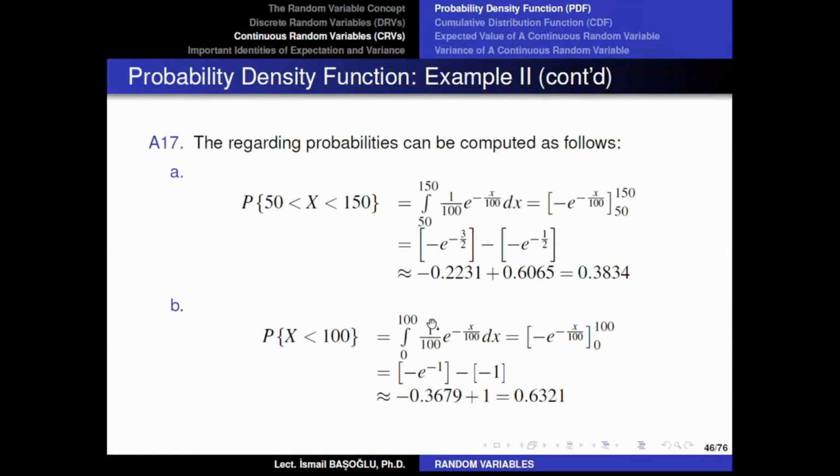Again, the integral of this PDF is the same as above, but this time we are just going to plug in 100 and 0 values. When you plug in 100 value, you get minus e to the power minus 1. And when you plug in 0 value, as you know, e to the power 0 is always 1. Therefore, you need to subtract minus 1 from minus e to the power minus 1. And because of this minus sign, this minus 1 becomes plus, and 1 minus 0.3679 is 0.6321. You are supposed to calculate this exponential function using a scientific calculator.